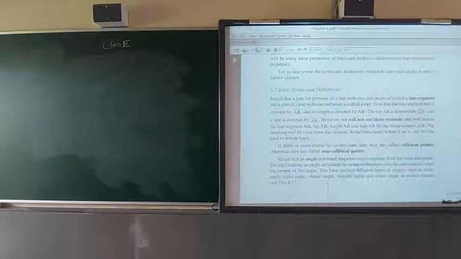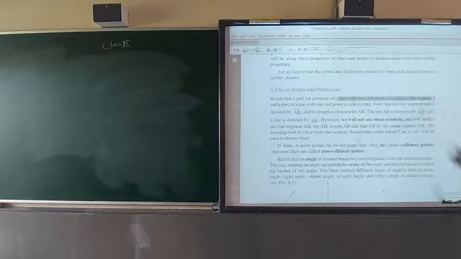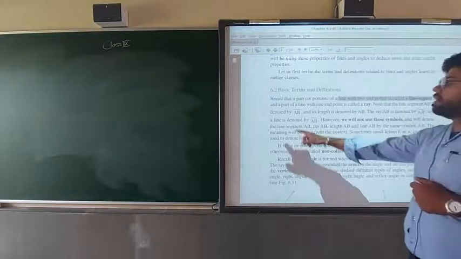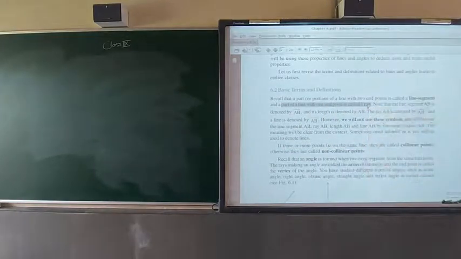First one is a line segment. The definition of a line segment is: a line with two endpoints is called a line segment. Means both the endpoints should be there; the line will be stopped. So this will be called a line segment. First definition. Then second, ray. A part of a line with one endpoint is called a ray. This will be the second definition. Write in your notebook. Mark it and write in your notebook fast.